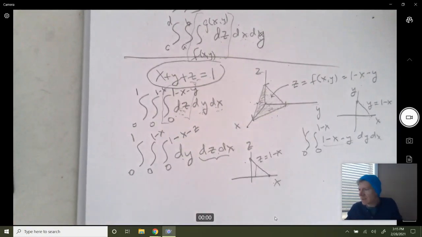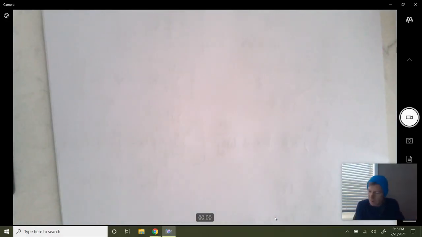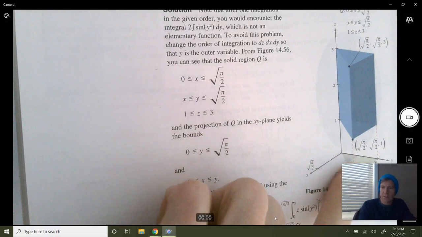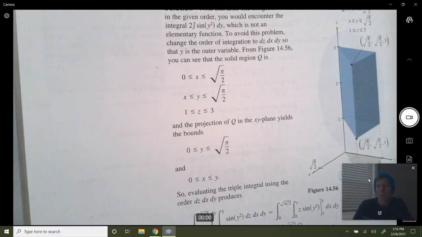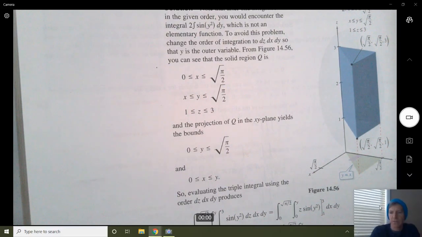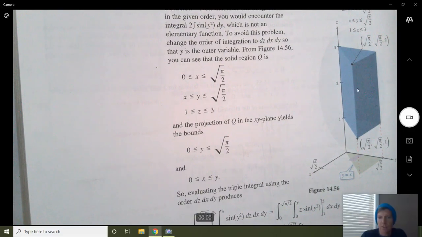Okay. Now I'm going to look at an example from our book, which is changing the order of integration. Now this problem from your textbook looks like this. You've got this solid right here, which is kind of convenient because this thing is a rectangular prism. It lends itself to doing the z's first. Okay, you don't have to do the z's first. I'm going to show you doing the z's first, and then maybe doing the x's first.